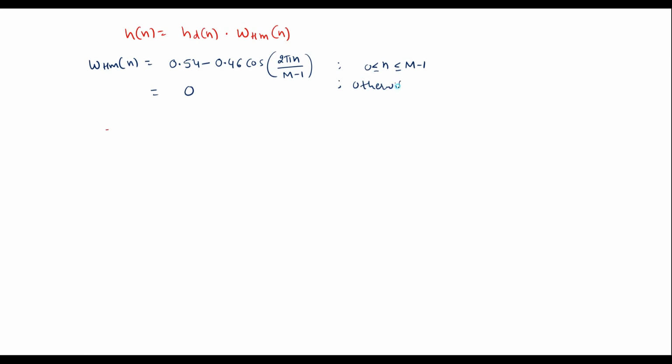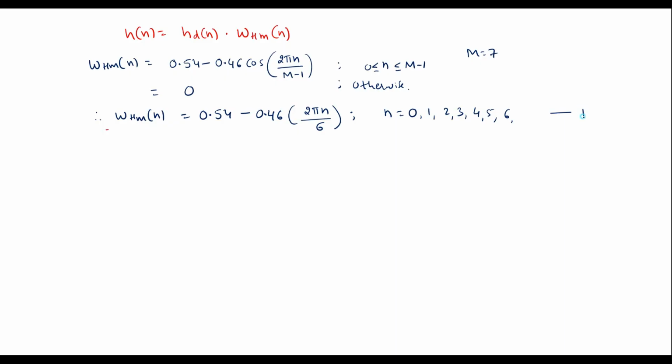So therefore I can write WHM of n is equal to 0.54 minus 0.46 cos(2 pi n divided by m minus 1). Here m is equal to 7, so m minus 1 is 6. This is for n is equal to 0 to m minus 1, that is 0, 1, 2, 3, 4, 5 and 6. We'll call it equation 2.